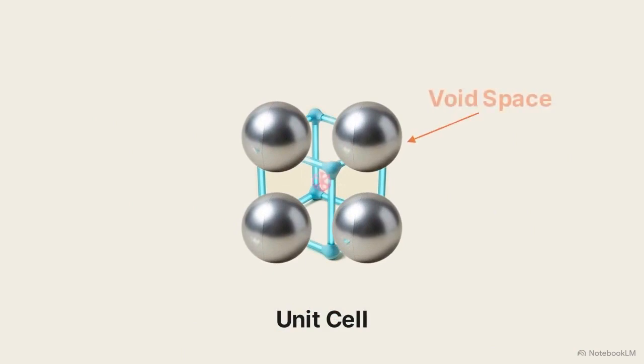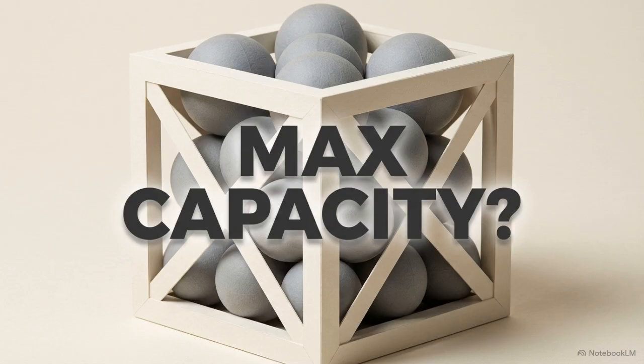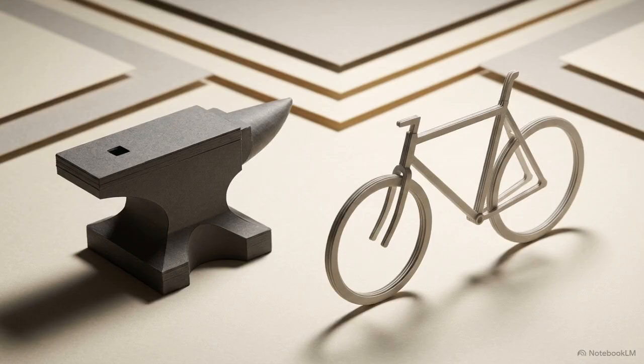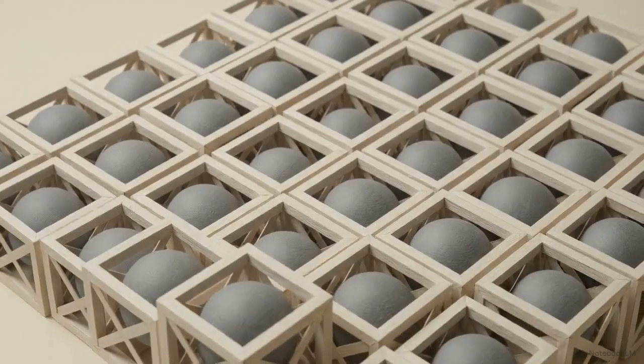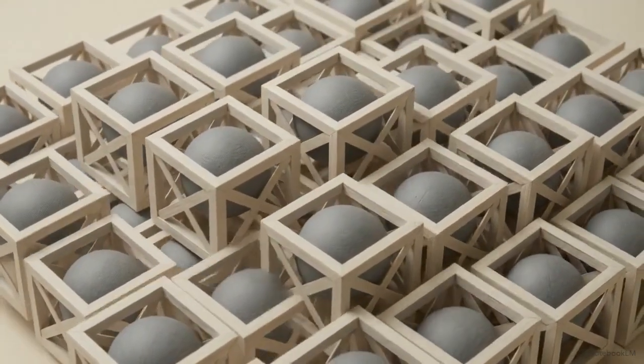No matter how tightly you press them against each other, there will always be empty gaps left over between the curves. Because of these gaps, nature has to arrange atoms in specific patterns to create a solid object. This leads to a central question. How efficiently can these spherical atoms actually be packed into a given space? Understanding the answer to that question reveals the secret to why different materials have different physical properties, like their weight and their strength.